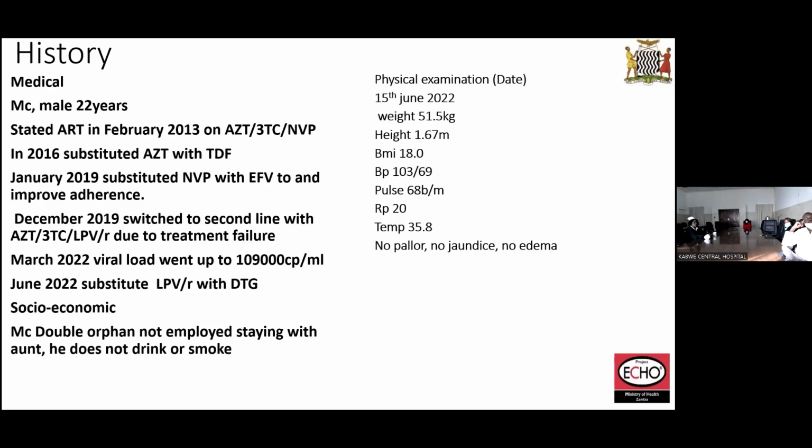By March this year, between December 2019 and March, the viral loads which were there before the latest viral load, which is 109,000, he had suppressed. The first suppression was 29, and the next was less than 30 copies. That was in 2020. 2021, we don't have any results, but 2022, when we did the viral load in March, we found that the viral load has gone up to 109,000 copies per mil.